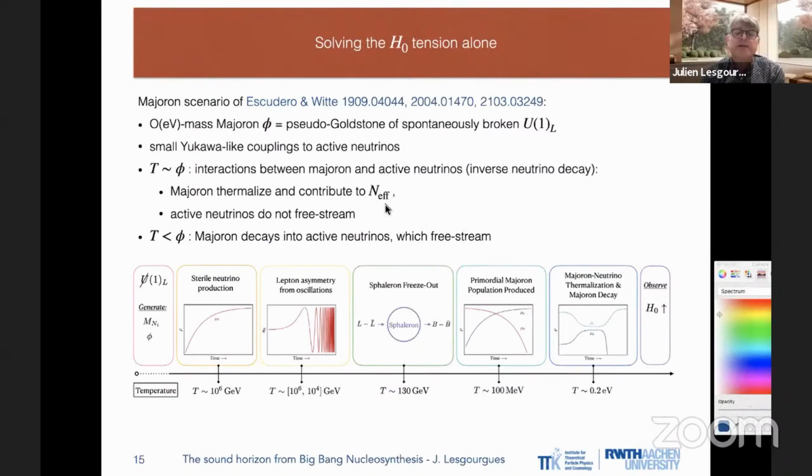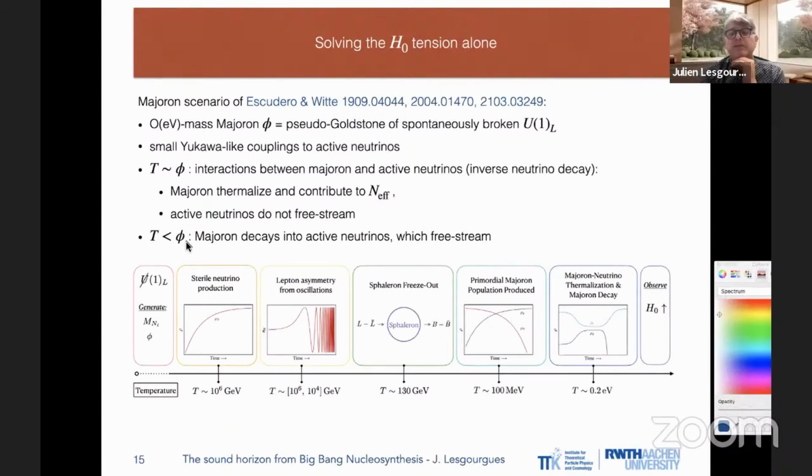tension. But at the same time, because of these interactions, the ordinary neutrinos cannot free stream because they scatter on the Majoron. And by killing neutrino free streaming for a while, you have a very nice effect on perturbations, which is close to the effects I described before. It helps solving the Silk damping and neutrino drag effect, and you get a good fit to the CMB data, even with large N_eff and large H0.